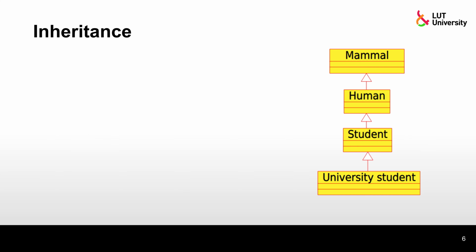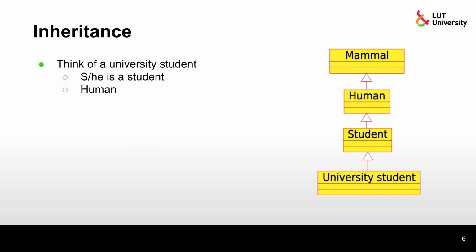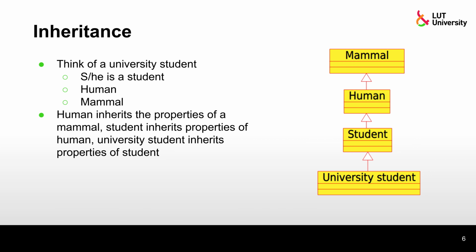It's called inheritance in the object-oriented world. And if we think about a university student, well, he or she is definitely a student. He or she is also human and mammal. So there is this kind of inheritance tree. And if we are students, we inherit properties of human and mammal. We have hands, we have legs, we have eyes, these kinds of things. So could we use this kind of behavior in the university world?